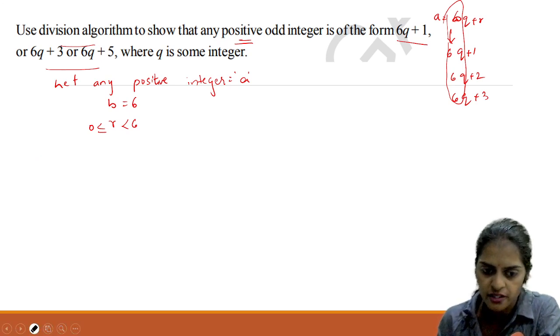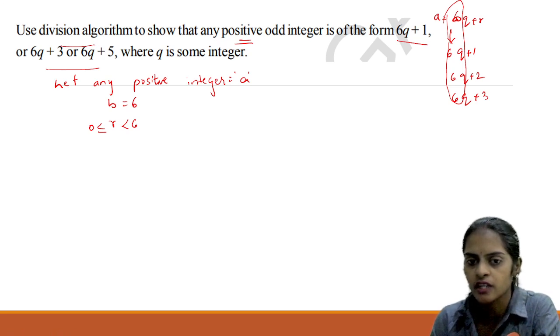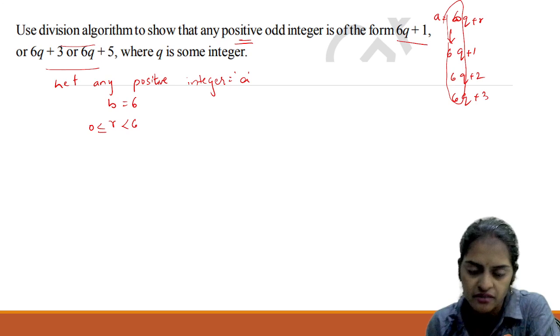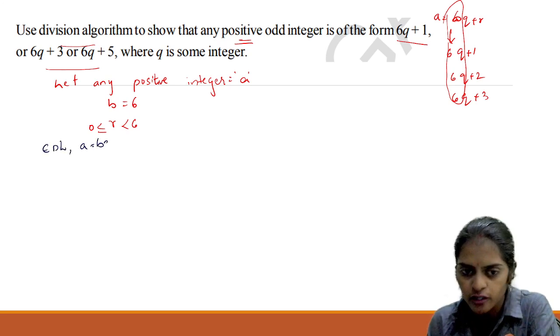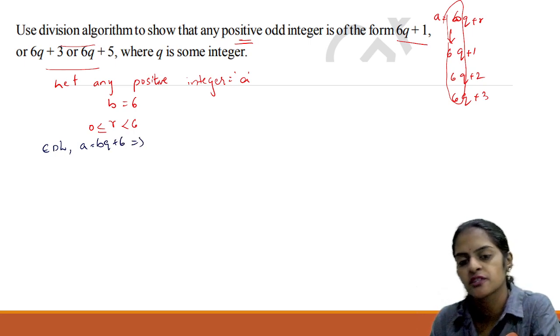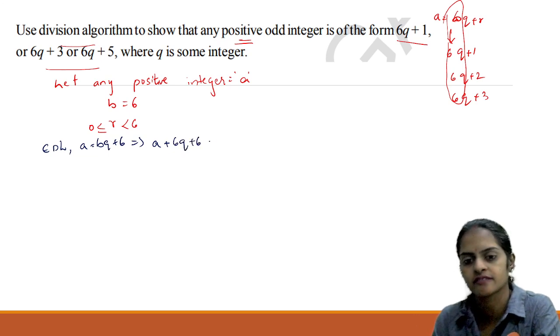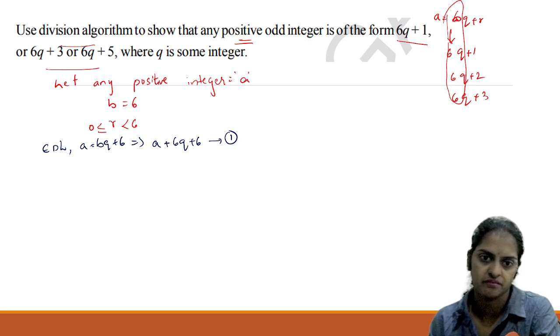So first of all, substituting this value b equal to 6 in Euclid's division lemma, which says a equal to bq plus r, we have a is equal to 6q plus r. Let this be equation 1.